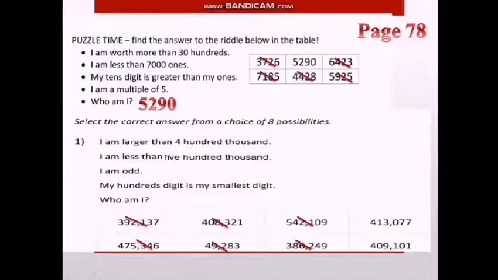Here, 0 is the smallest digit? Yes. Here, 1 is the smallest digit? No, we have 0, so we will cancel this number. So now we have only one number, it's 413,077. So it is the right answer.